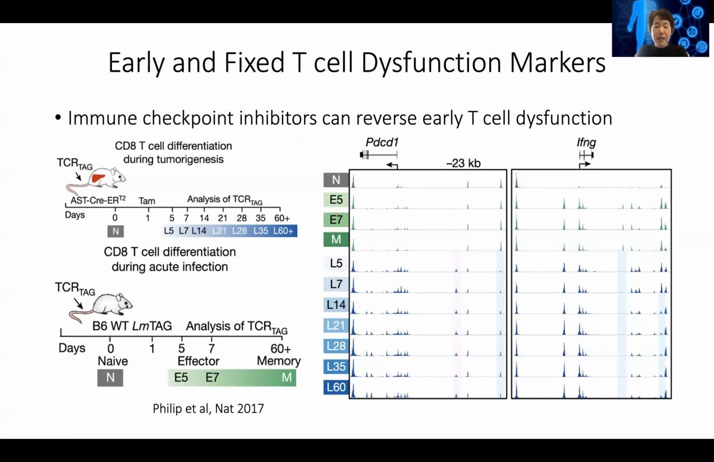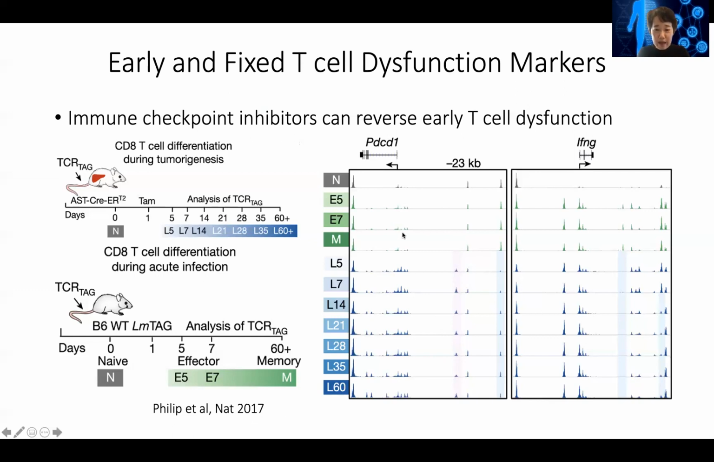And what they found is that when the cells are still in the early dysfunctional state, PD1 antibodies, or PD-L1 antibodies, can actually reverse that dysfunctional state. But in the fixed, or in this case the epigenetically fixed, T cell dysfunctional state, PD1 is no longer able to wake up or reactivate the T cells.